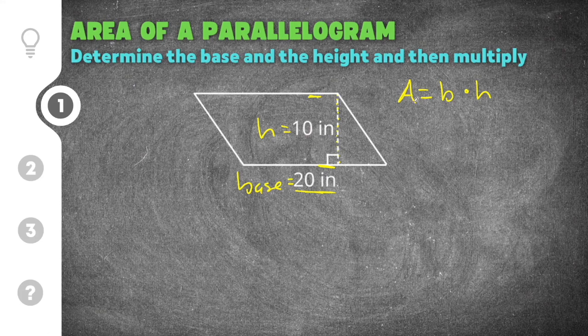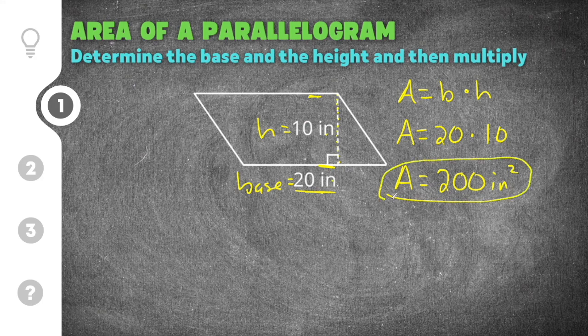In order to find the area, you just have to multiply the base, which is 20, times the height, which is 10. After multiplying 20 times 10, you will get 200, and you have to include the units, which are going to be inches, and then the units will be squared because you multiplied inches times inches to get the area. So the final solution is going to be 200 inches squared.